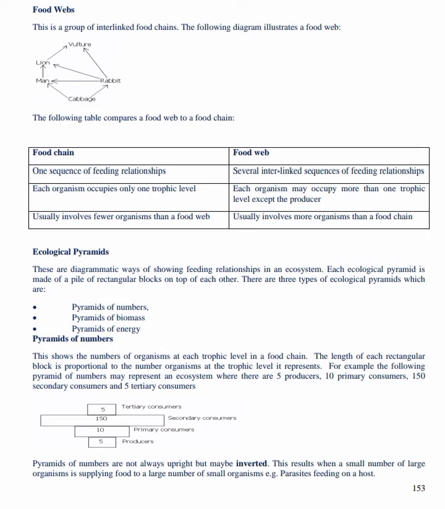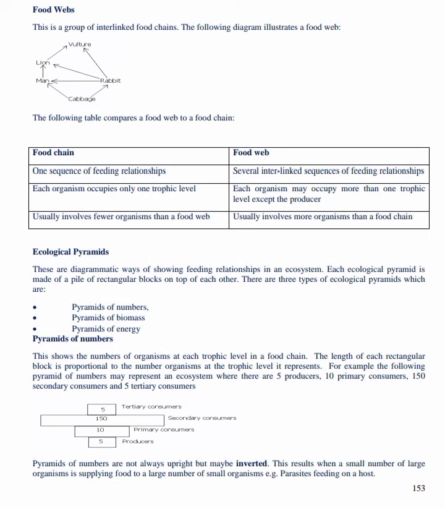And then food chains usually involve fewer organisms than a food web. We don't have a lot of organisms in a food chain compared to a food web. A food web has quite a lot of organisms. So with that being said, now we are moving on to ecological pyramids. These are diagrammatic ways of showing feeding relationships in an ecosystem.